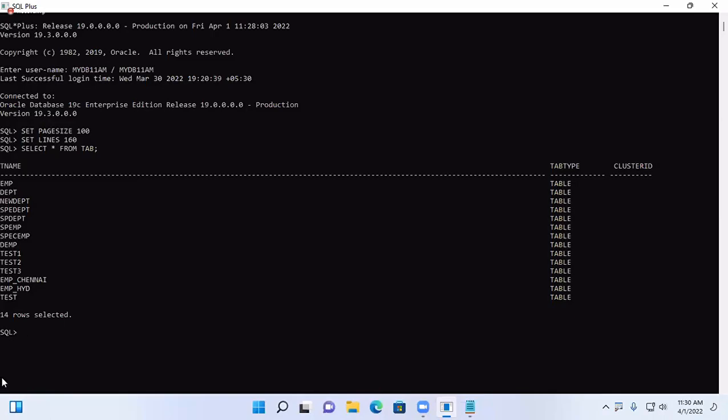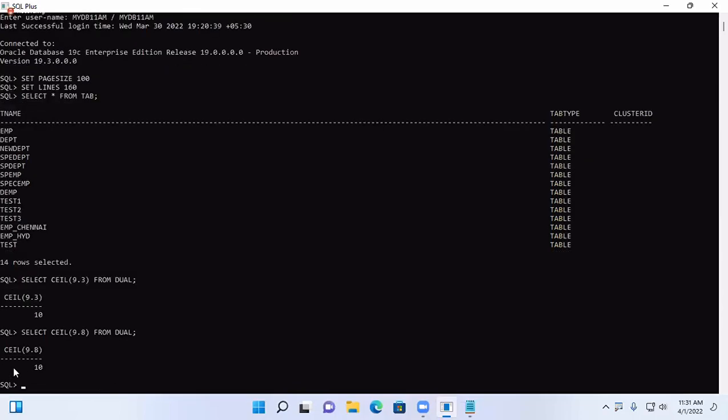Now you can see this. When I pass the CEIL function and suppose I'm giving 9.3 as the expression, the greater value is how much? 10. So for 9.3 the greater value is 10. In the same pattern, if I give 9.8 it returns again 10 only. So that means CEIL always returns the greater value for the given expression. Okay?